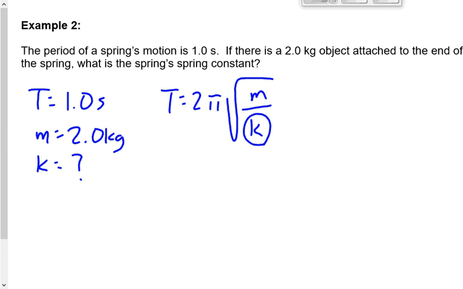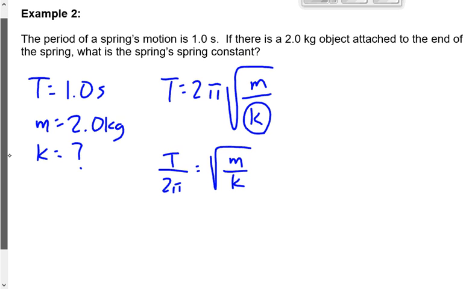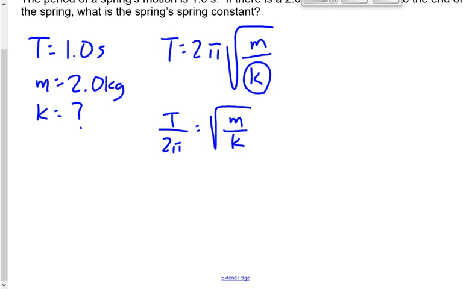What do you want to get rid of first here? Not the root first. Let's get rid of the 2 pi first. So let's do that by dividing. T over 2 pi equals root m over k. Now, what do you want to get rid of? The root. Yeah, and we're going to do that by squaring it, right? Square root squared. So T over 2 pi squared equals m over k.